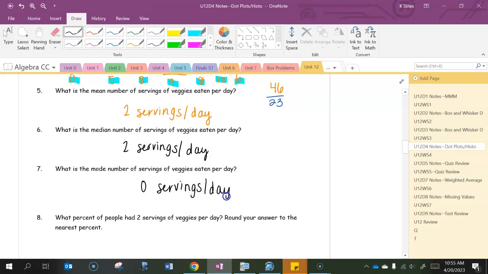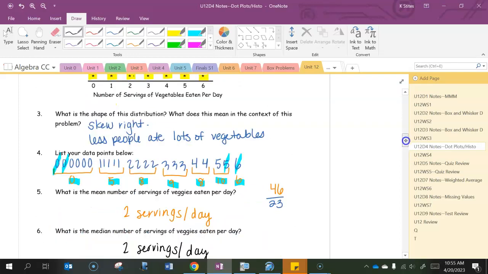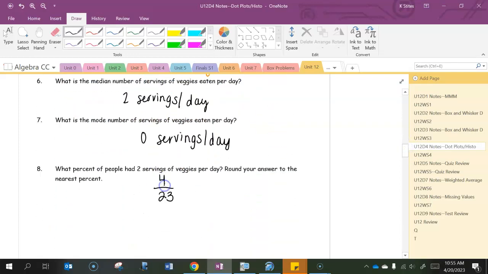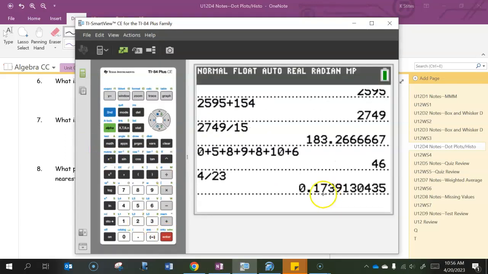And finally, what percent of people had 2 servings of veggies per day? So for percents, we're going to divide by our total, which is 23 total people. 2 servings, there were 1, 2, 3, 4 people. So this is going to be 4 out of 23. And then it said to round to the nearest percent. So this will be about 17%.